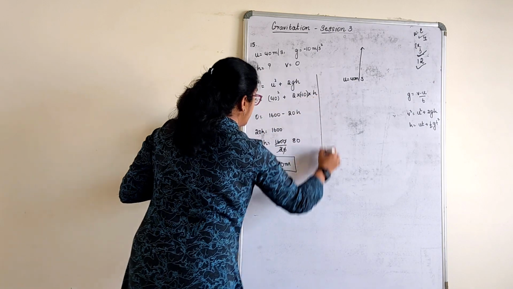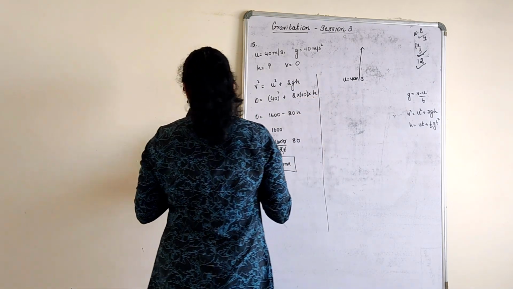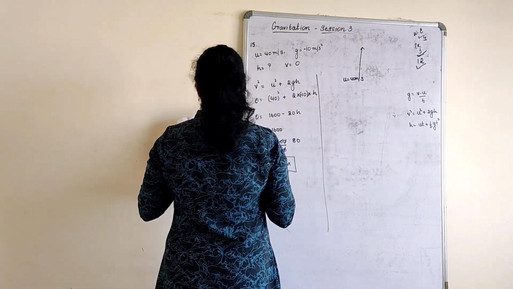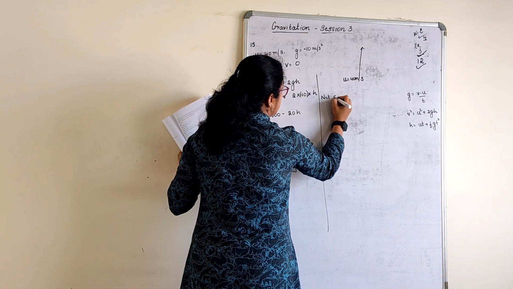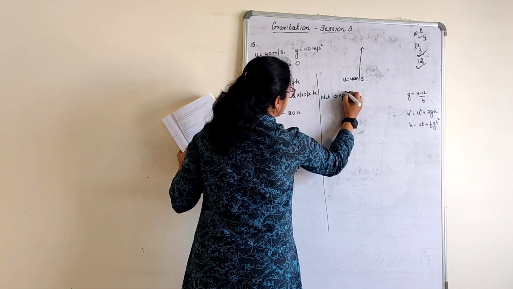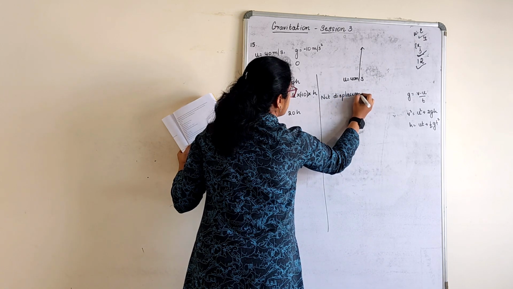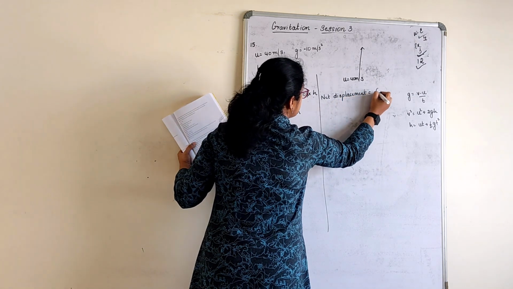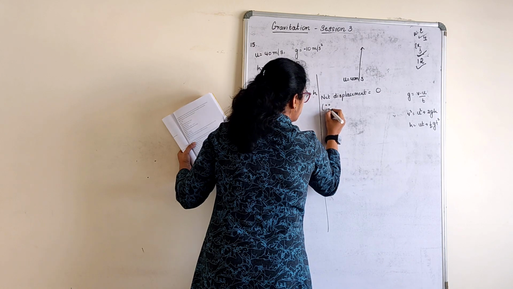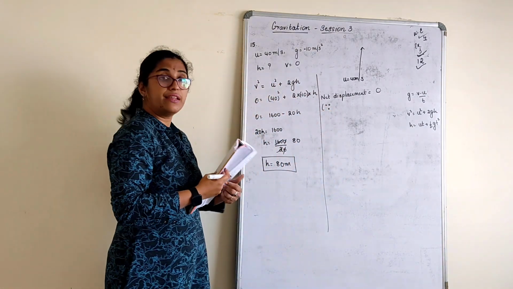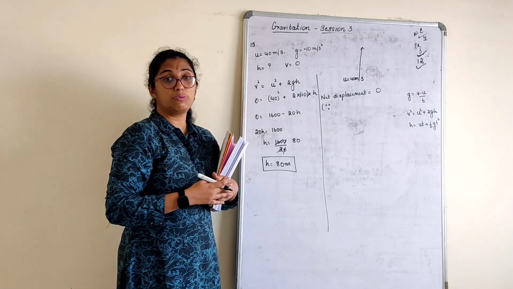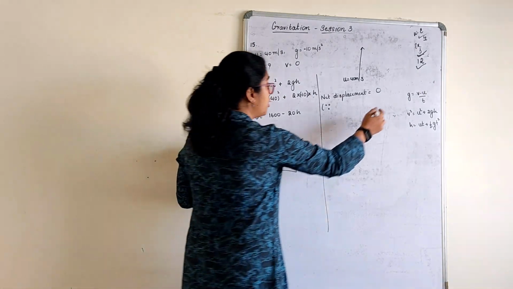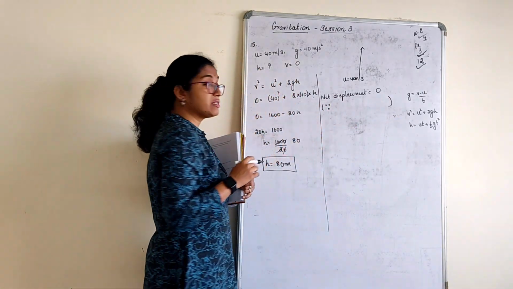Now what have they asked? They have asked the net displacement covered by the stone. Directly I will write this as 0. The reason you can mention: whenever the body reaches its original position, its displacement is 0. We all know that. So net displacement is 0.